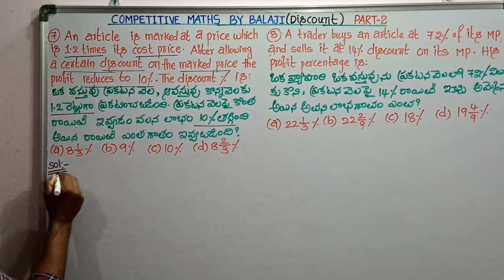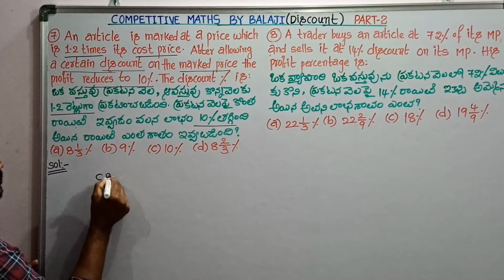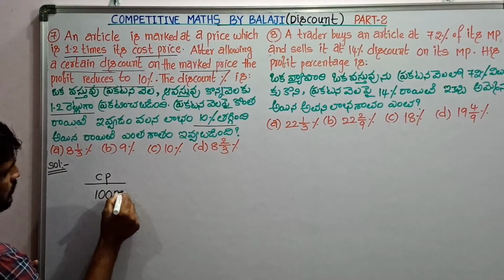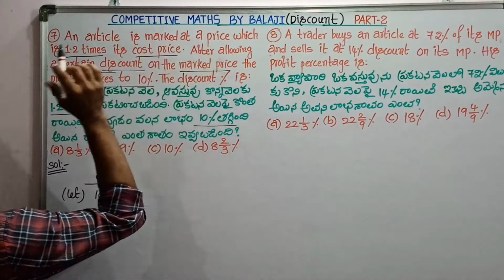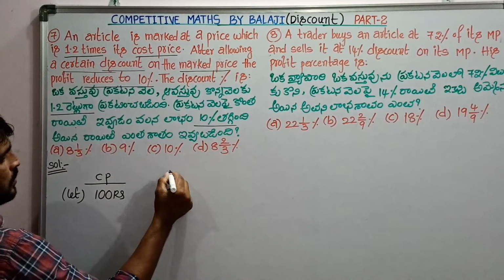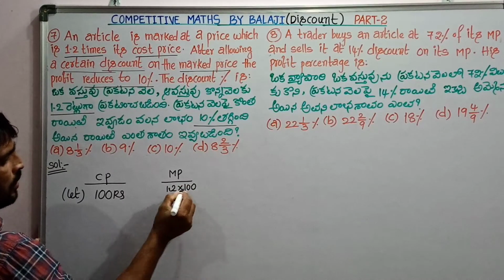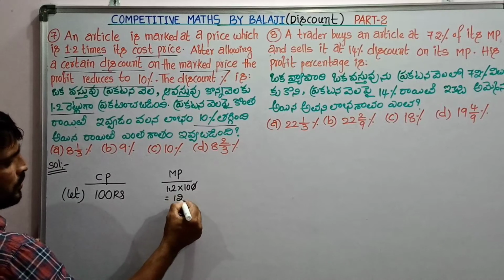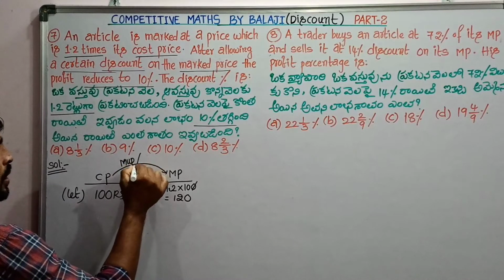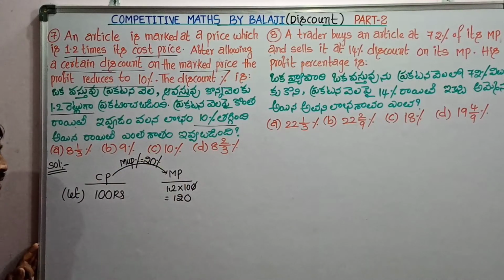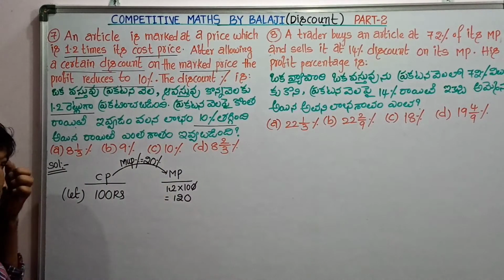To find the discount percentage, we need to find the discount amount. Suppose the cost price of the article is 100 rupees. This is our assumption. Given that the marked price is 1.2 times its cost price, the marked price is 1.2 times 100, which is 120. Then what is the markup? The markup percentage is 20%, since it is marked 20 rupees above the cost price of 100.